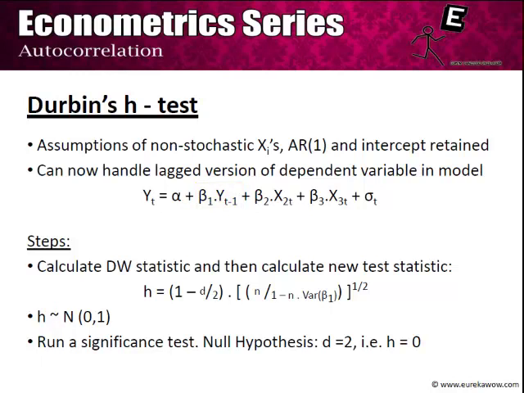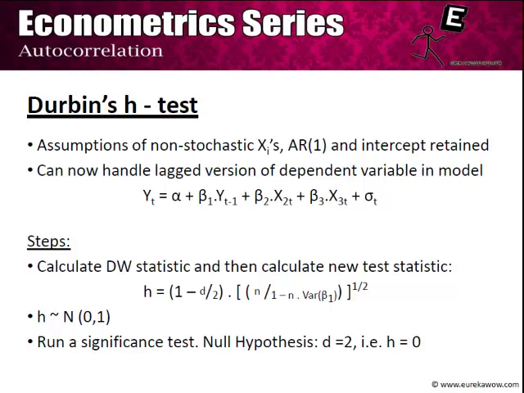To calculate Durbin's h statistic, we first need to calculate the Durbin d statistic as we have previously done. Using the Durbin d statistic, we now modify it to create a new statistic called the Durbin h statistic using this rather complicated formula, which is (1 minus d by 2) into the root of n divided by (1 minus n into variance of beta 1). This h statistic follows a normal distribution with mean equal to 0 and variance equal to 1, which you would identify as the standard normal distribution.